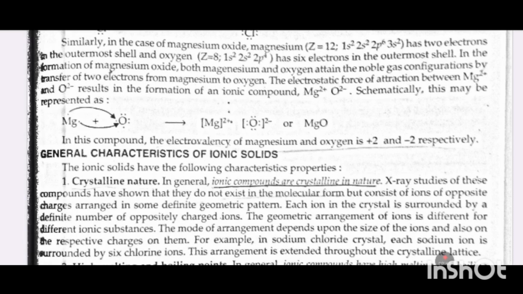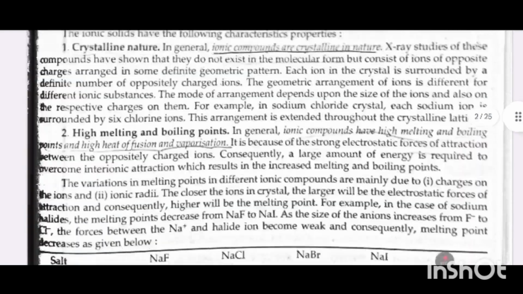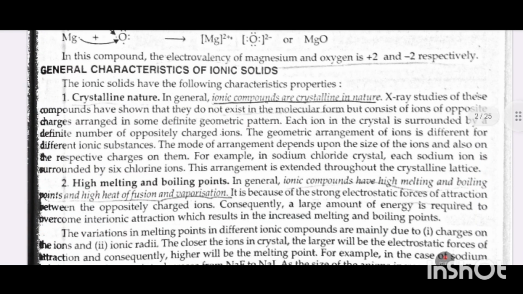The electrostatic force of attraction between Mg2+ and O2- results in the formation of the ionic compound Mg2+ O2-. Schematically, this may be represented as. In this compound, the electrovalency of magnesium and oxygen is +2 and -2 respectively.